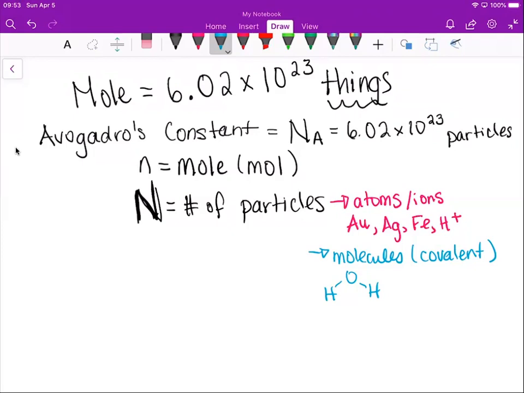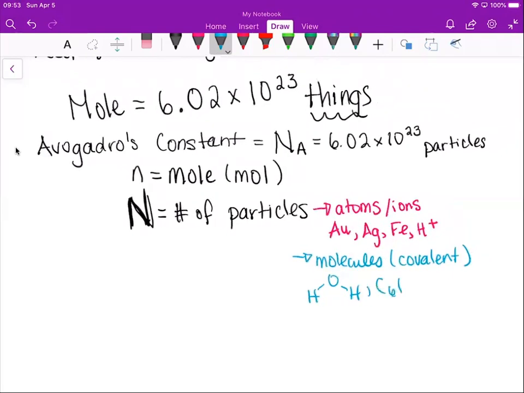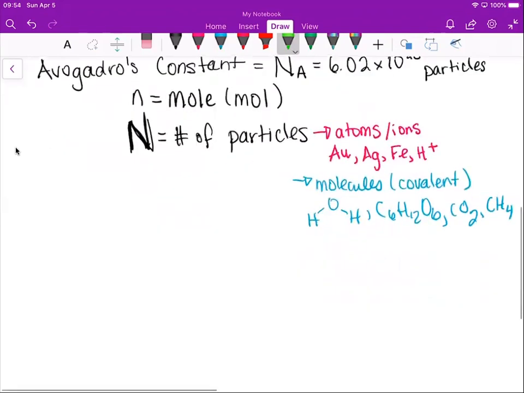So you're able to do these conversions. Something more complex, C6H12O6. What's another one? Carbon dioxide, methane. These are all compounds that have more than one atom. So I can give you the number of molecules and you can break it up further and tell me how many hydrogen atoms there are, how many oxygen atoms, how many carbon atoms, etc. And then the last one are my formula units.